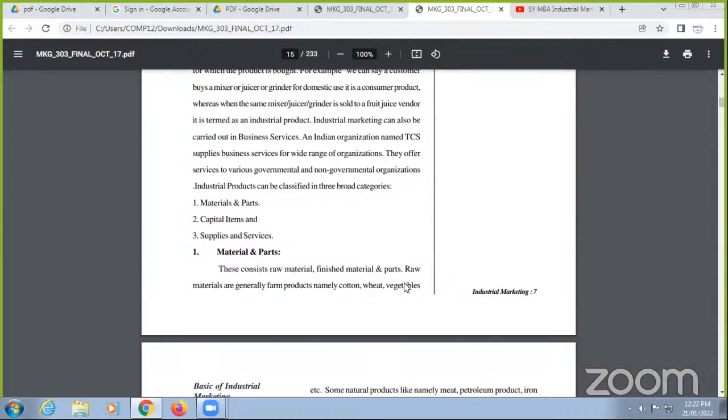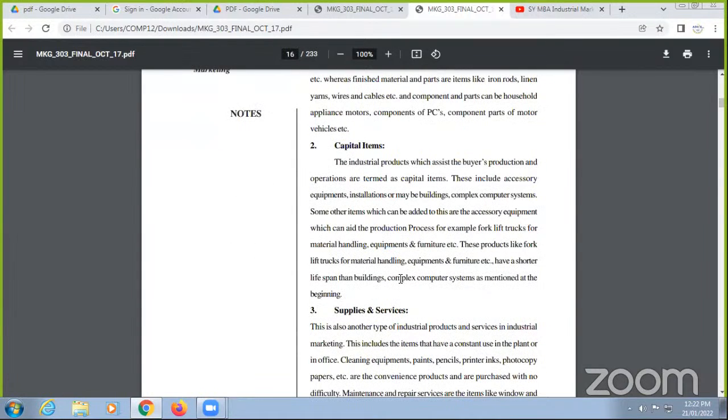Materials and parts consist of raw materials, finished materials, and parts. Raw materials are generally farm products, namely cotton, fruits, vegetables, etc. Capital items are industrial products which assist in the buyer's production and operations. These include accessory equipment, installations, buildings, and complex computer systems. Some other items which can be added to this are the accessory equipment which can add to the production process.